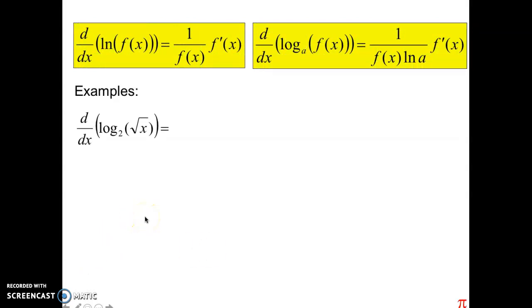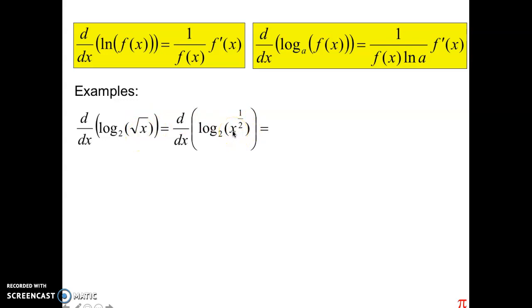All right, so let's do it on this particular function. What about if I took the derivative of log to the base 2 of the square root of x? Now notice I have an inside function. f of x here is the square root of x. It's just not x by itself. So this is equivalent to taking the derivative of log to the base 2 of x to the 1/2 power, because we know radical x is equal to x to the 1/2 power.